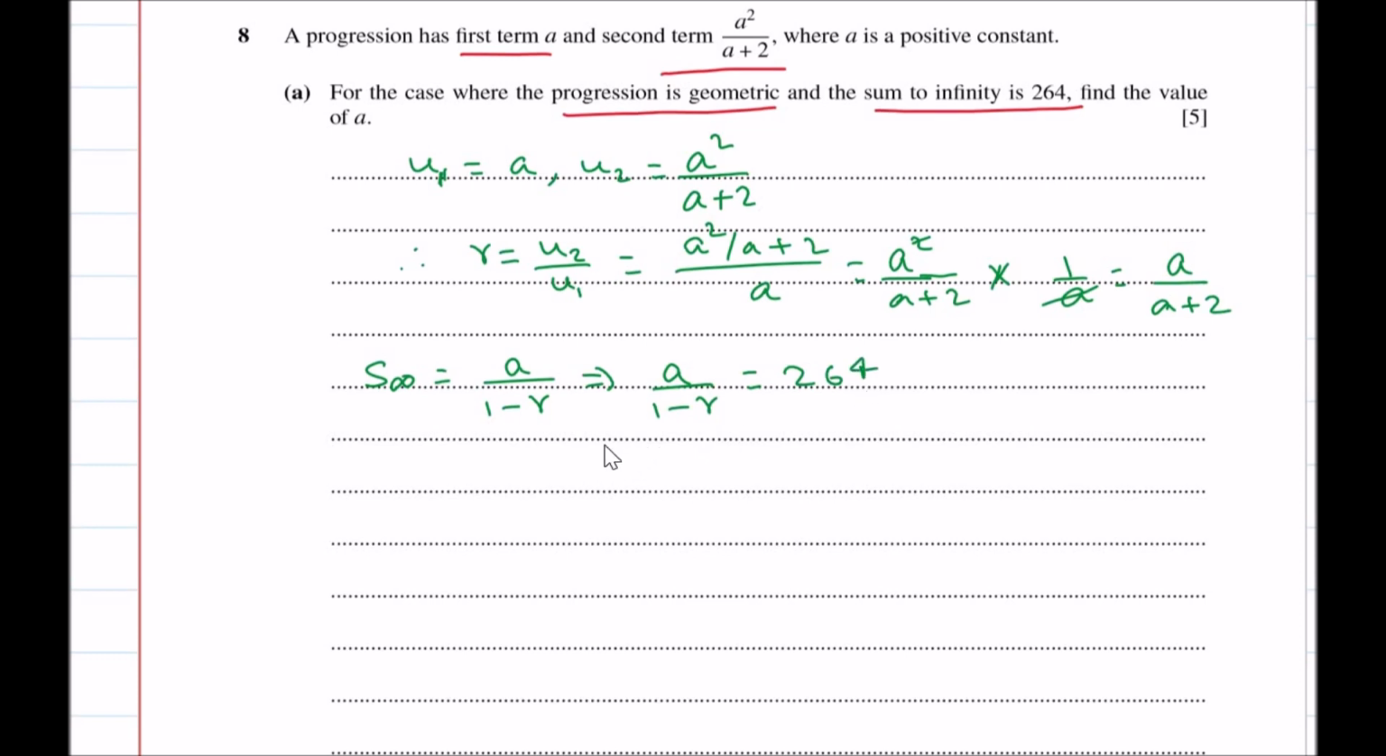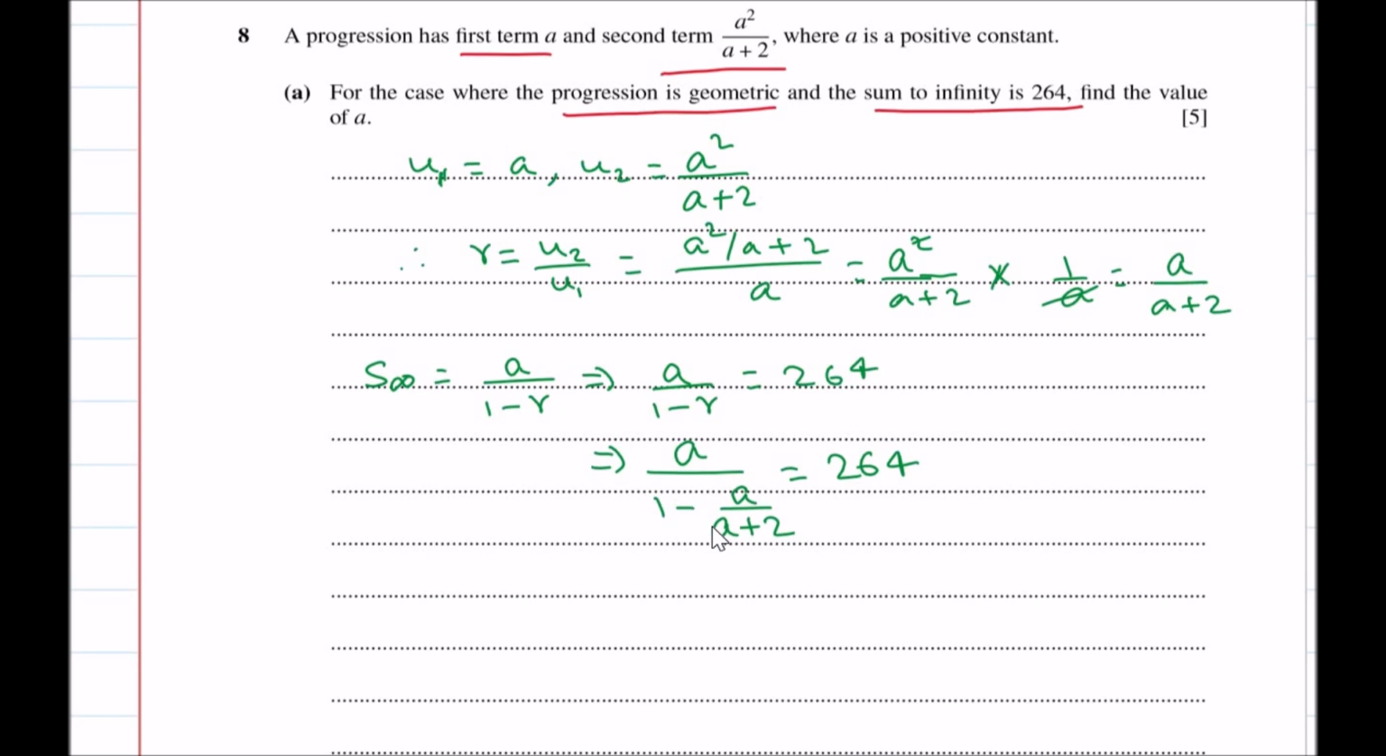Now R value we have got in terms of A. So we will substitute here. A by 1 minus R equal to, we have R as A by A plus 2. So we will substitute here, A by A plus 2, and that is equal to 264.